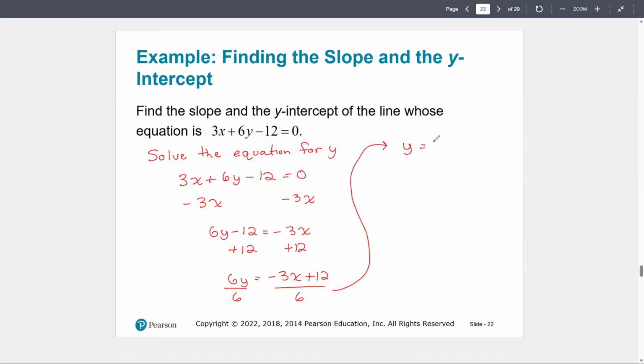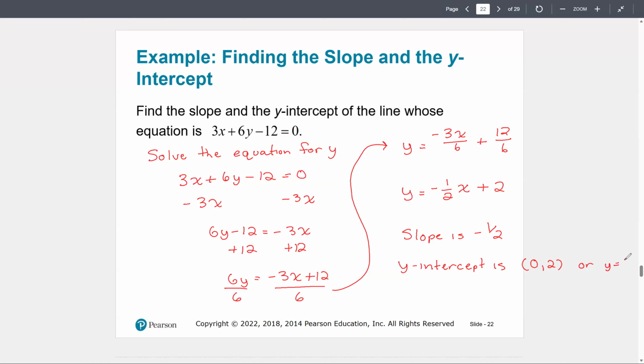So we have a summation in the numerator. We can break that up over the denominator, and we can have negative 3x over 6 plus 12 over 6, which means y is going to be negative 1/2 x plus 2. So now we see that slope is negative 1/2, and y-intercept is going to be (0, 2), or you could just say it's y equals 2.